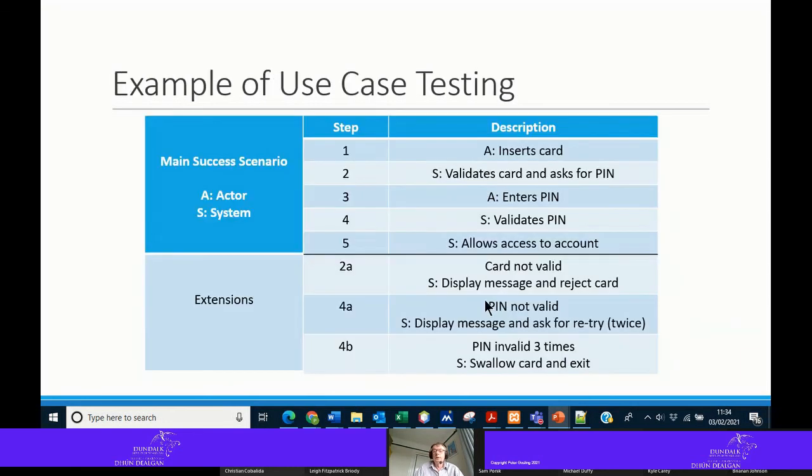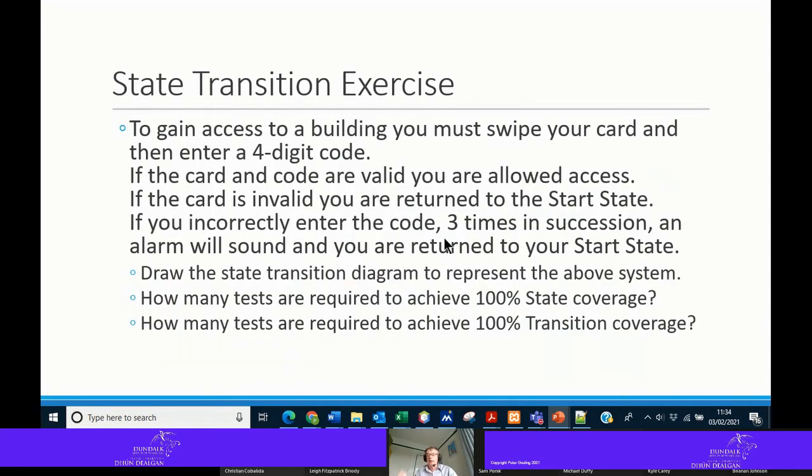Essentially, this is the success scenario, and the extensions are cases where the normal success scenario doesn't take place. So looking at the step, the A there is not the first one, it's just that A is for the actor, and then there's the A for the extension. So we could have an A and a B and a C.